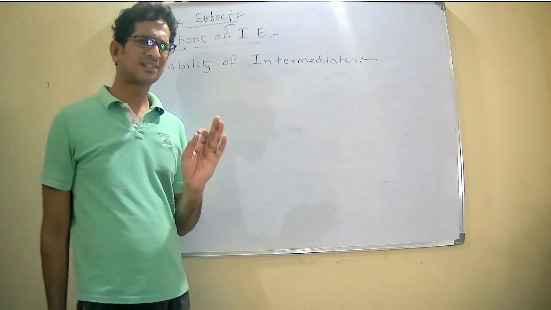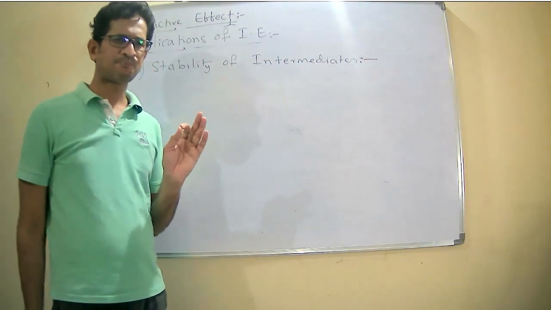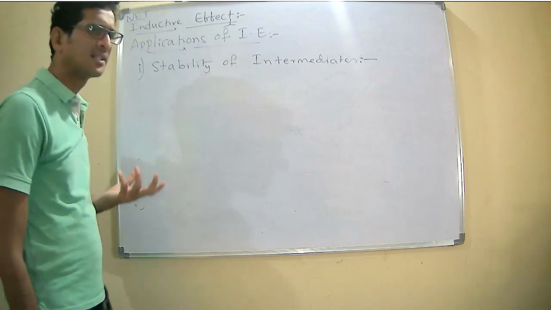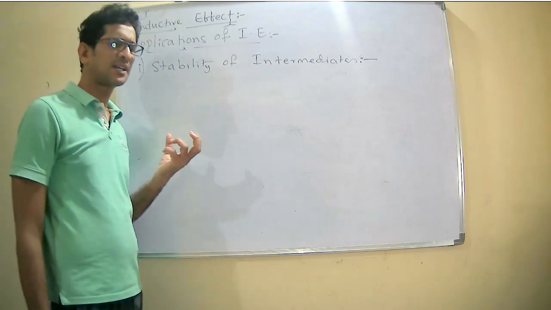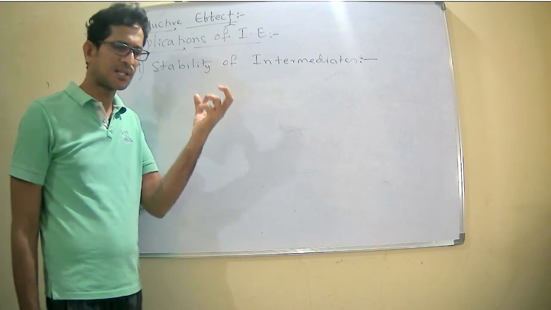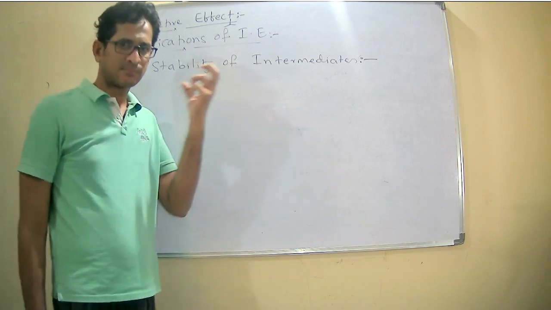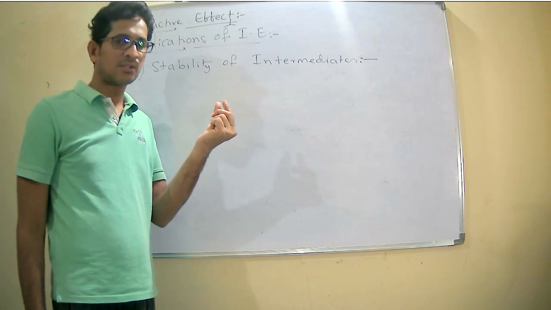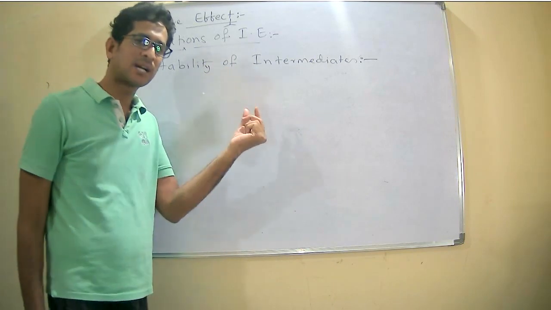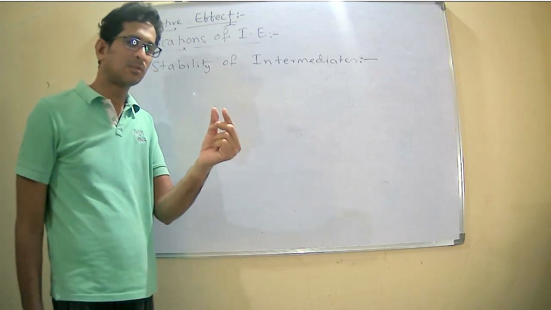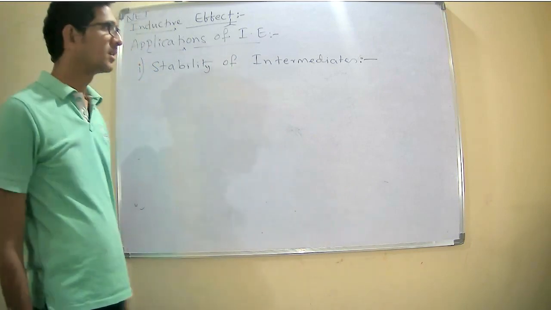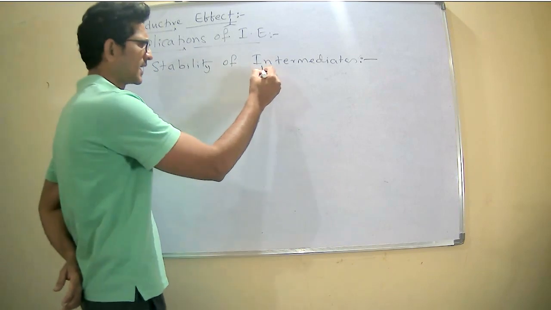Generally, intermediates are of two types: carbocations and carbanions. There are also free radicals, but free radicals and carbocations come under the same umbrella because both are electron deficient. So whatever we discuss for the carbocation will be applicable to the free radical also. Therefore, I am focusing on the carbocation.